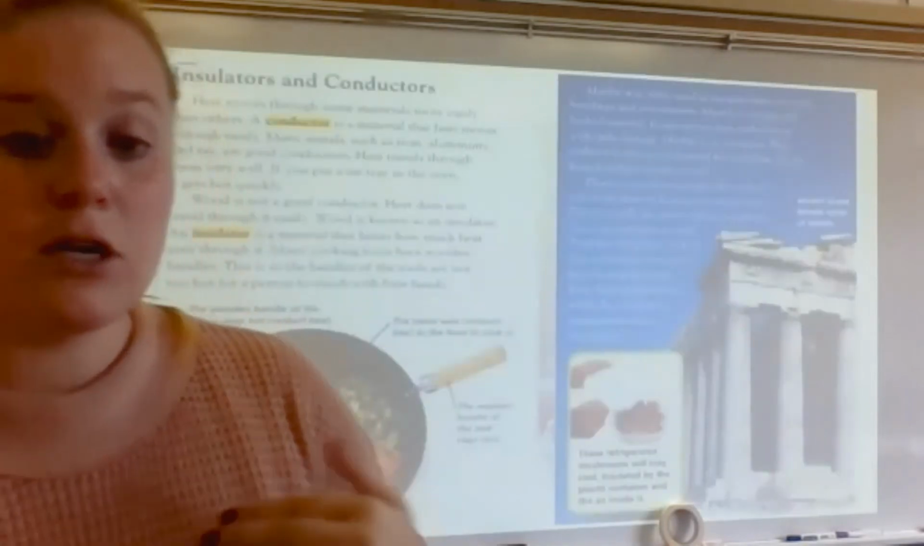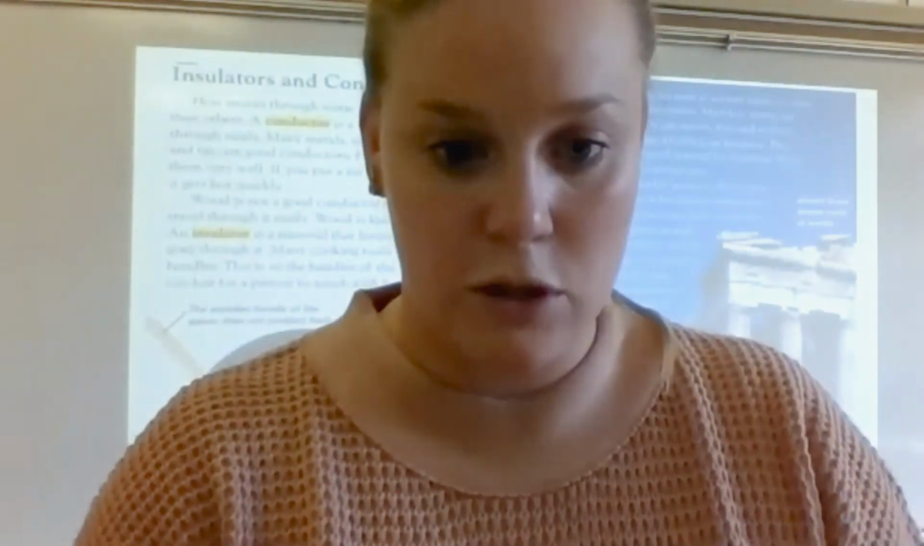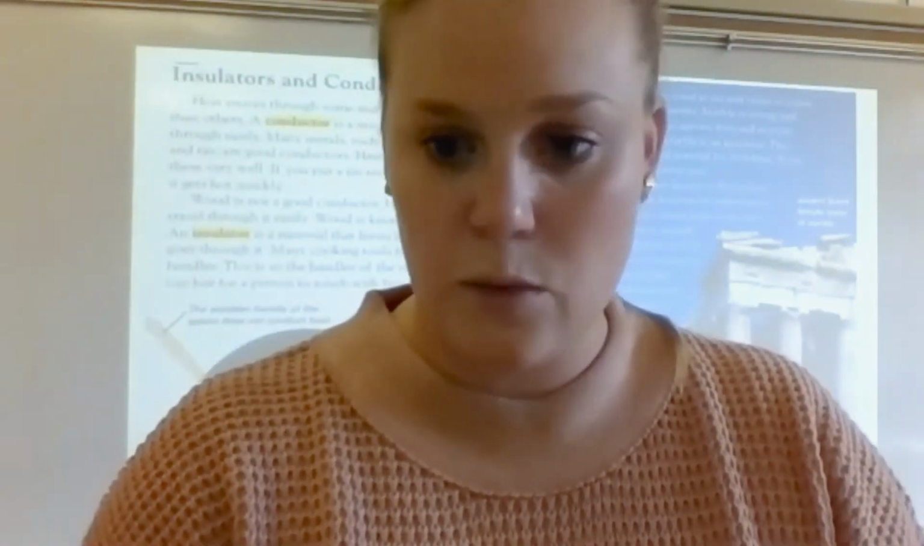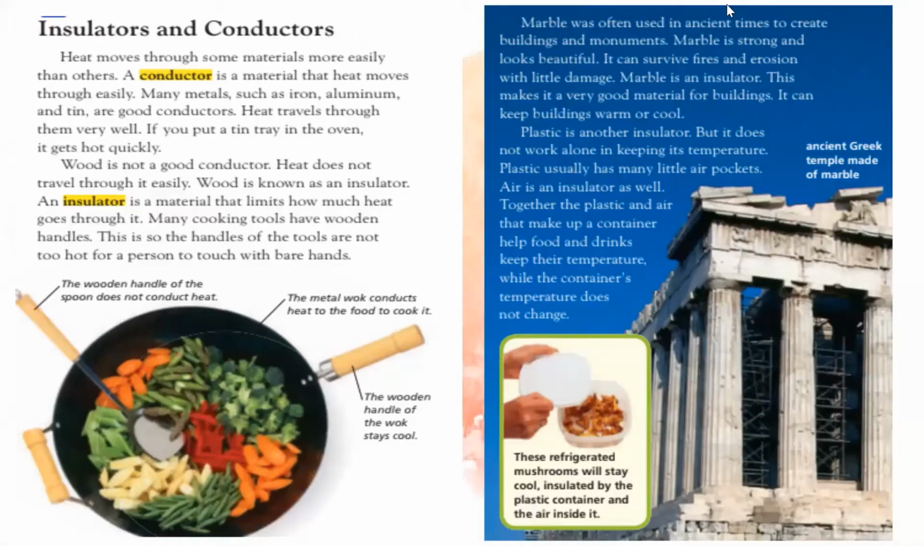Okay. I'm going to share my slides because that's really hard to read for you. So let me share my slides with you. For our reading, it says insulators and conductors, but insulators and poor conductors are the same thing. All right, so heat moves through some materials more easily than others.